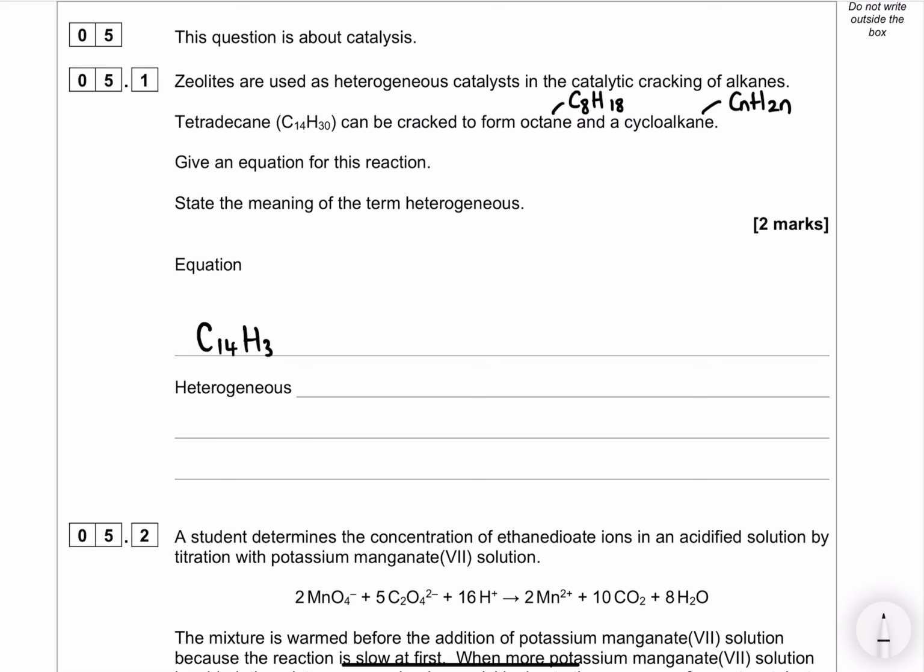So C14H30 is cracked, and so we're breaking it down into C8H18. Now there's probably more than one right answer here, but I'm going to go for the simplest. If you subtract 8 from 14, you're left with 6. And hopefully, if this has worked, we will have 12 hydrogens. And we can just double check back: 18 add 12 is 30. And that is our answer.